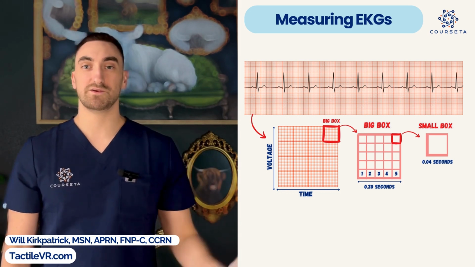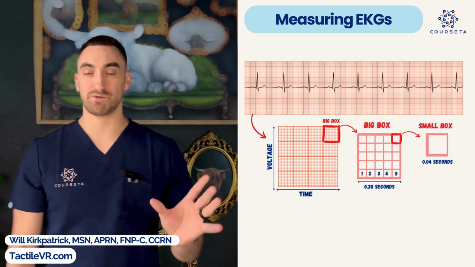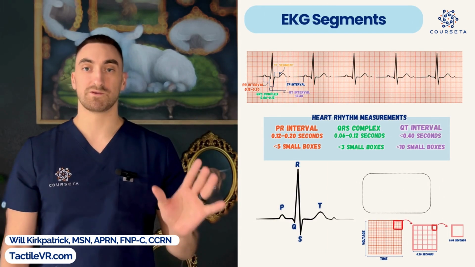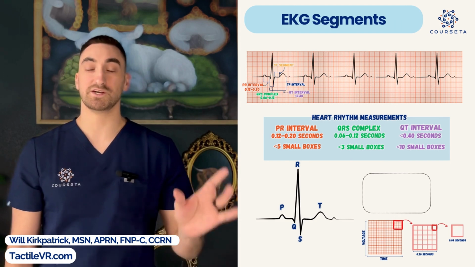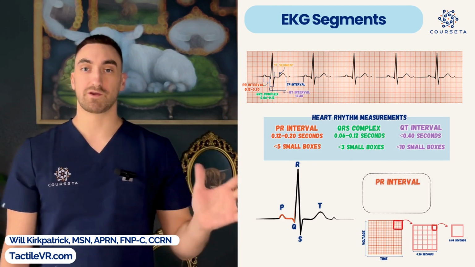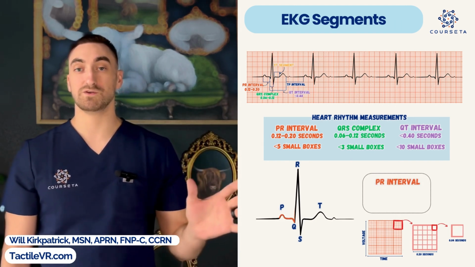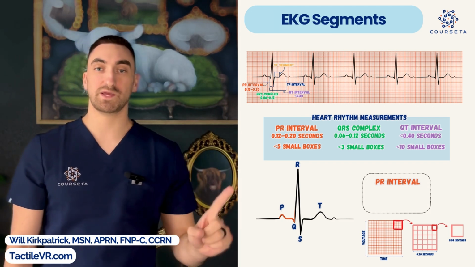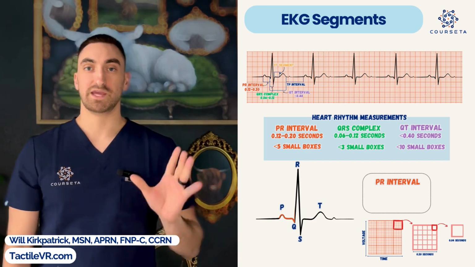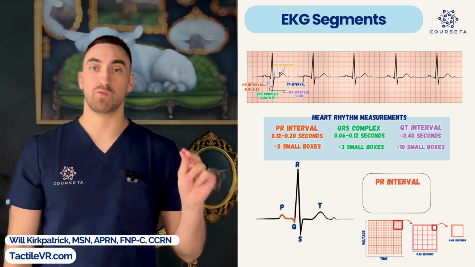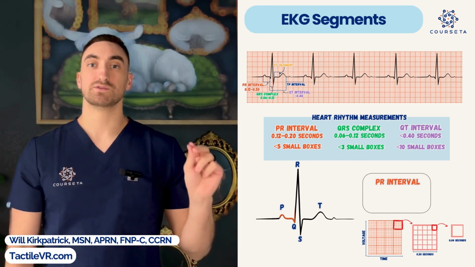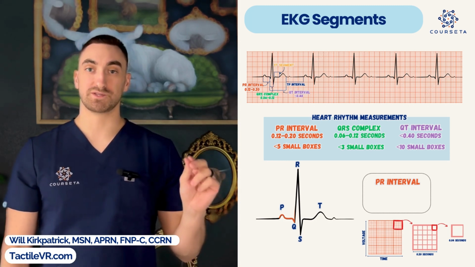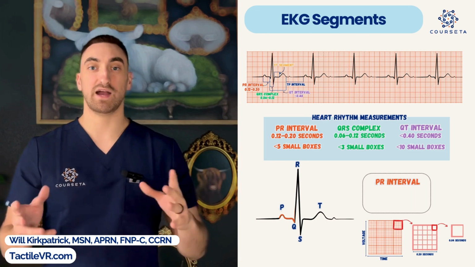Now, why do we even need to know this? Well, there are certain segments of the EKG rhythm that we really pay attention to. So we know about the PQRST, but there are also segments that we need to pay attention to, such as the PR interval. The PR interval, as you may or may not know, is huge on identifying heart blocks, which we're going to get into. The PR interval is the start of the P wave to the beginning of the R wave. A normal PR interval is 0.12 seconds to 0.20 seconds. So if you remember, 0.20 seconds is 1 big box or 5 small boxes.